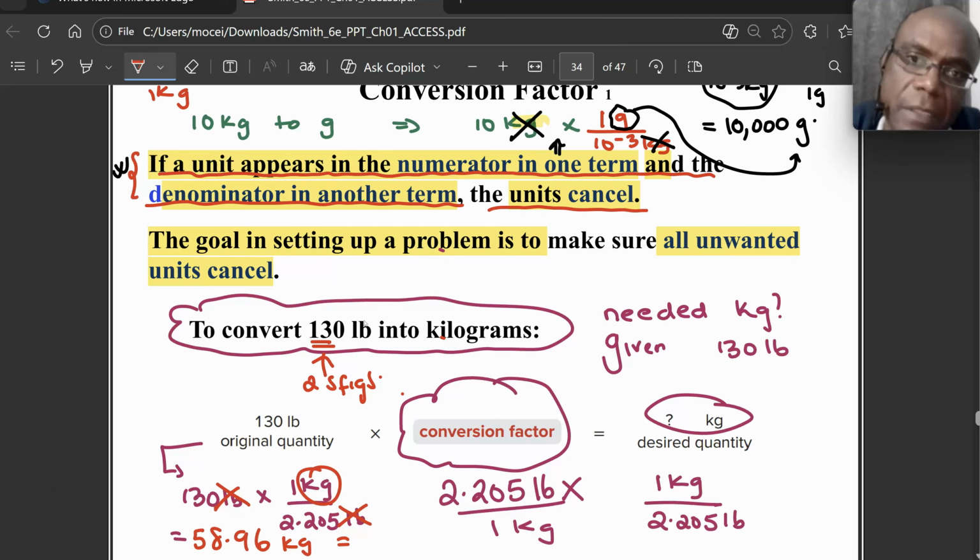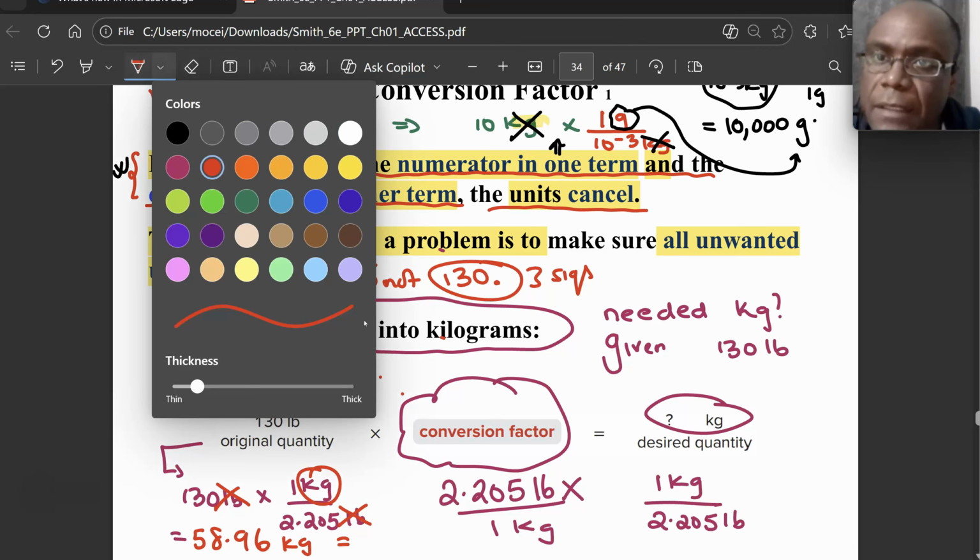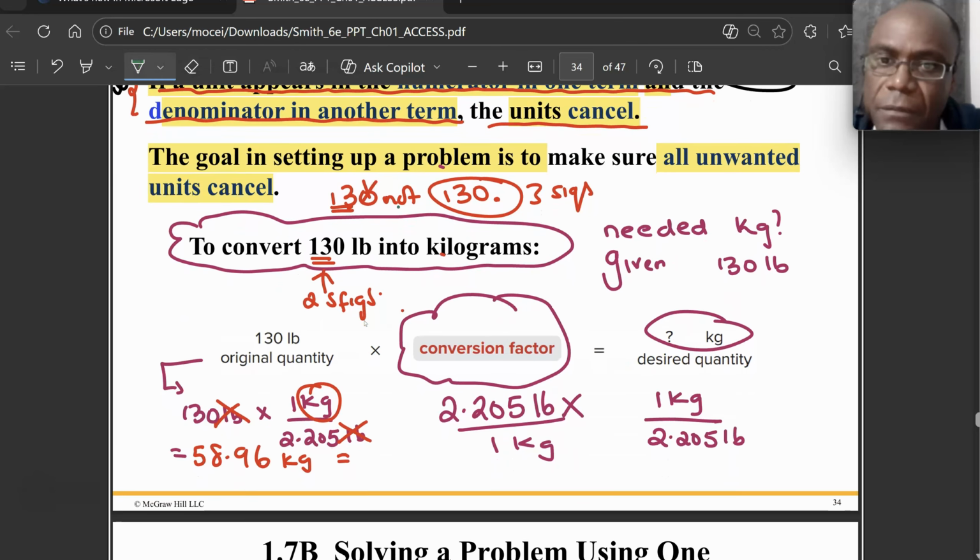But you realize that our question here has two significant figures, so we have to report our answer to two sig figs. It's written as 130, not 130 with a decimal point. These would be three significant figures, but here they count only the 1 and the 3. The 0 is not significant. So we have to report this answer to two significant figures, and this is how far we should go.